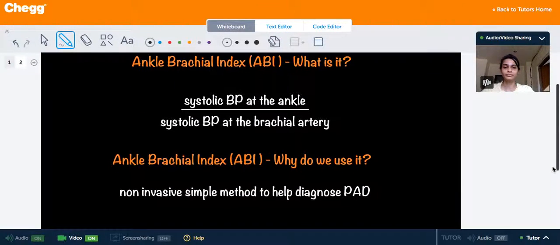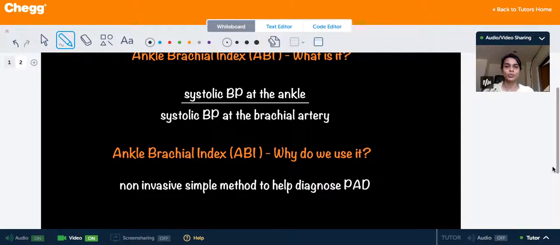So why do we use it? The main reason we use the ABI is to help us diagnose PAD, or peripheral arterial disease, which is a disease that affects the vasculature of the extremities, including the feet, the lower limbs, or the arms. Basically, it can affect any of the vasculature in the body, and depending on that, you get symptoms. So how do we interpret the ABI?